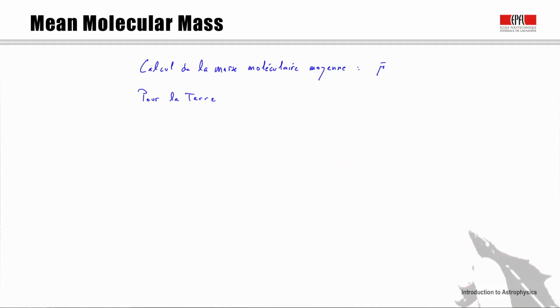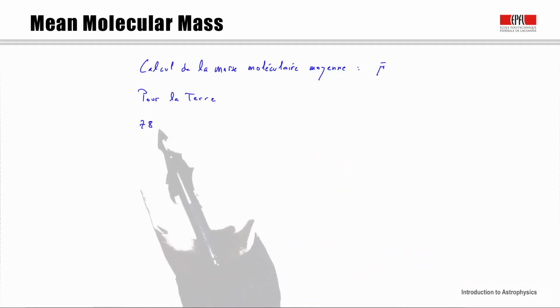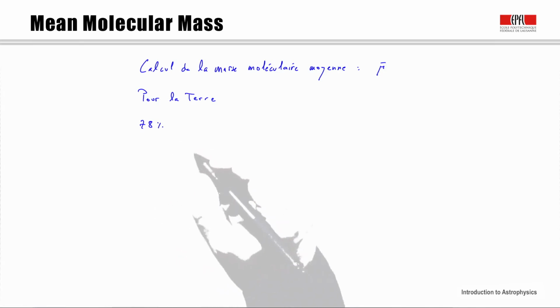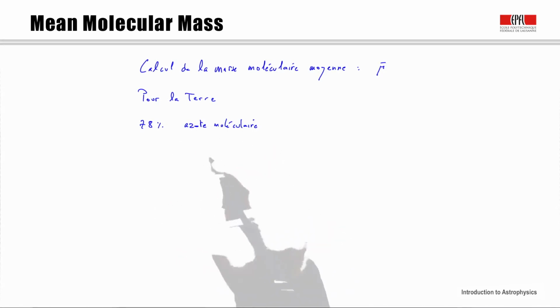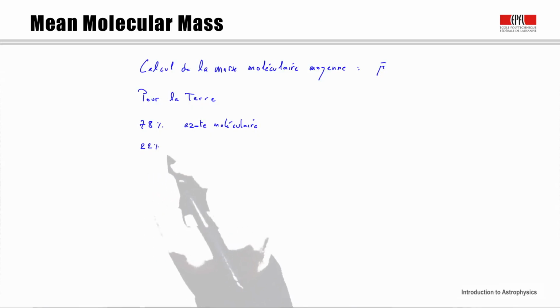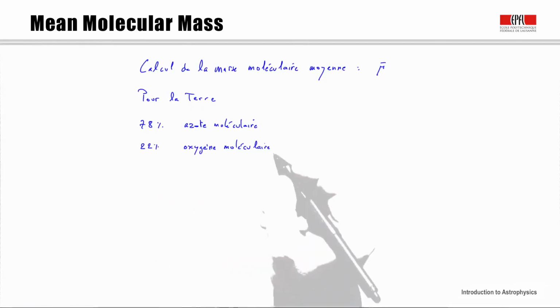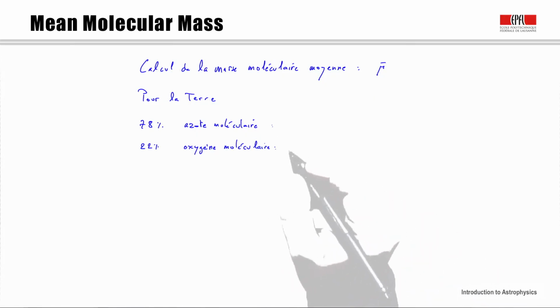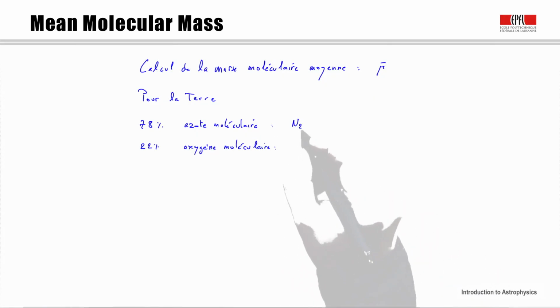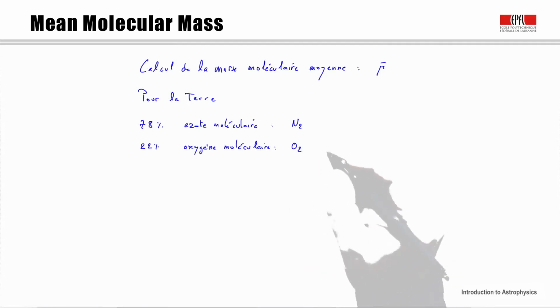It represents the mean number of particles in the atmosphere. We simplify the Earth's atmosphere by assuming that there is 78% of molecular nitrogen and 22% of molecular oxygen. What we want to do is to count the mean number of particles in the atmosphere. The molecular nitrogen is N2. The molecular oxygen is O2.